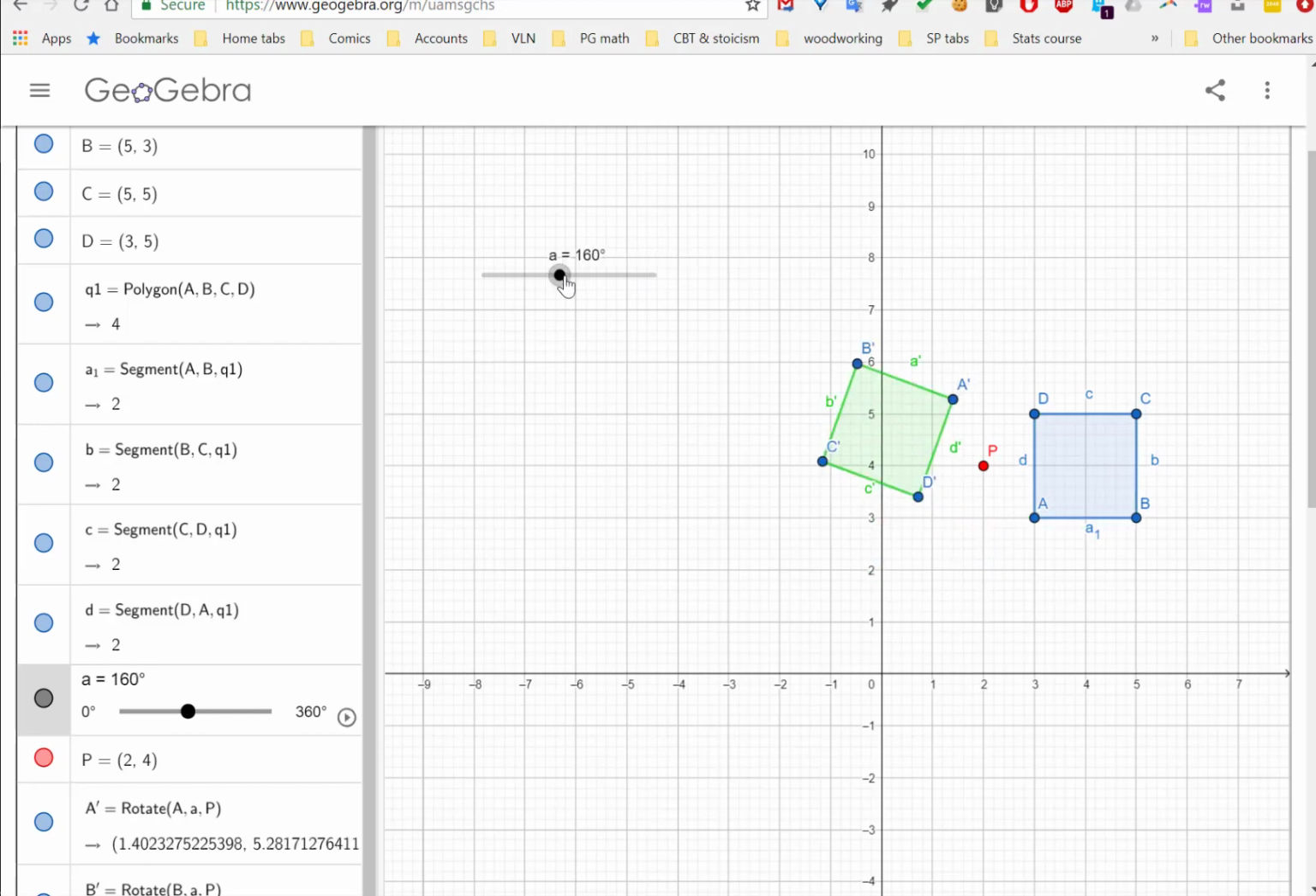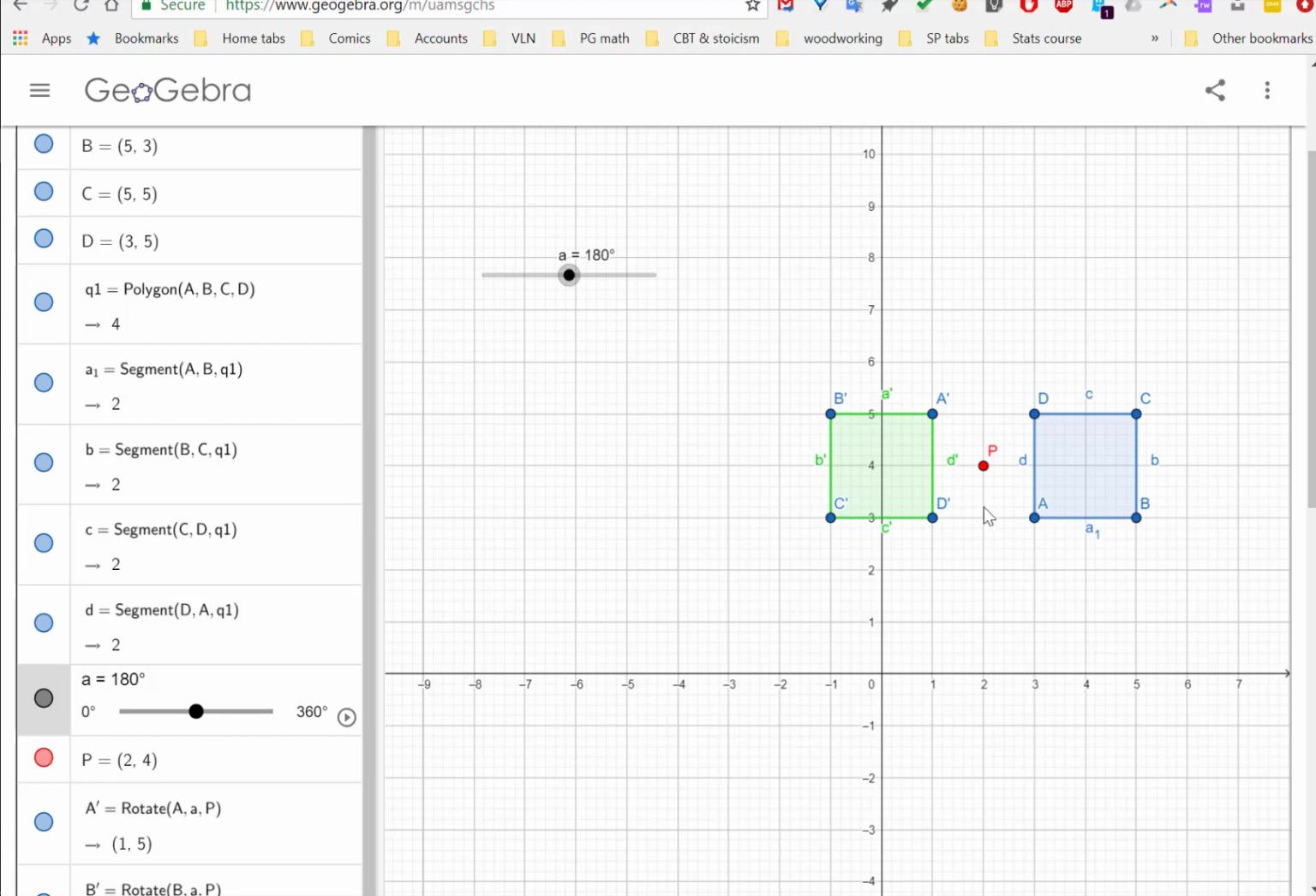If we have a point outside the object and we want to rotate the object around that point, in the same way that with reflections we have an object and an image, the same is true with rotations. So the labeling here you have to pay attention to. It's A, B, C, D. The image is A prime, B prime, C prime, and D prime.